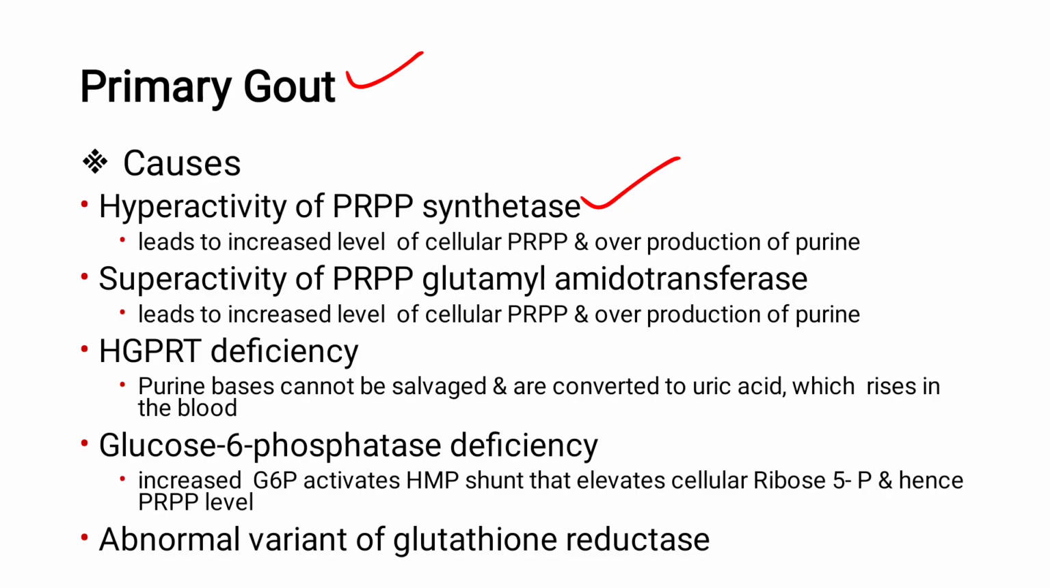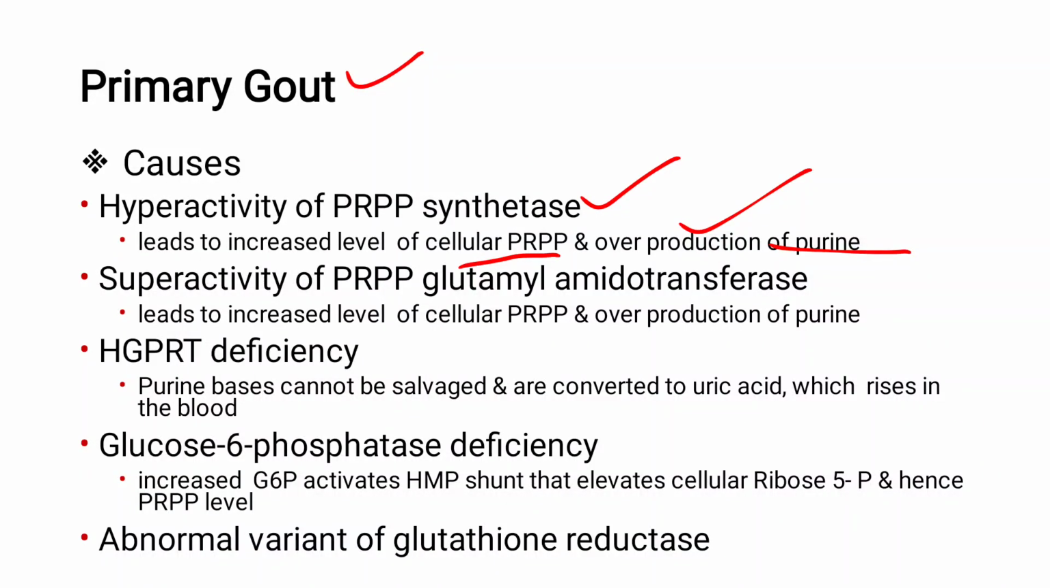PRPP is an important compound which is a precursor for the synthesis of purine nucleotides. So when there is increased activity of PRPP synthetase, there is increased level of cellular PRPP, and because of overproduction of PRPP, all those will be converted to purines. So there is overproduction of purines. When the purines are formed extra, they have to be degraded, and when the purine degradation happens, ultimately uric acid is produced. That is why uric acid level in the blood increases.